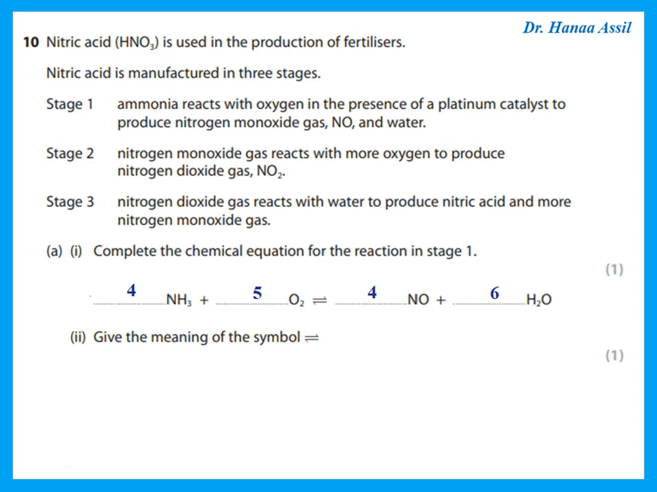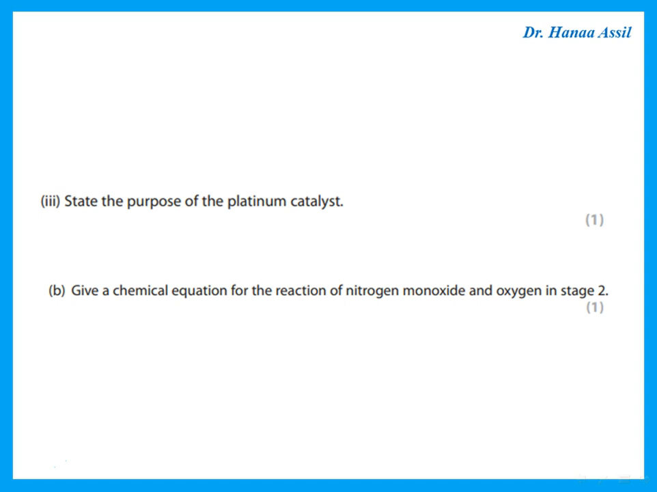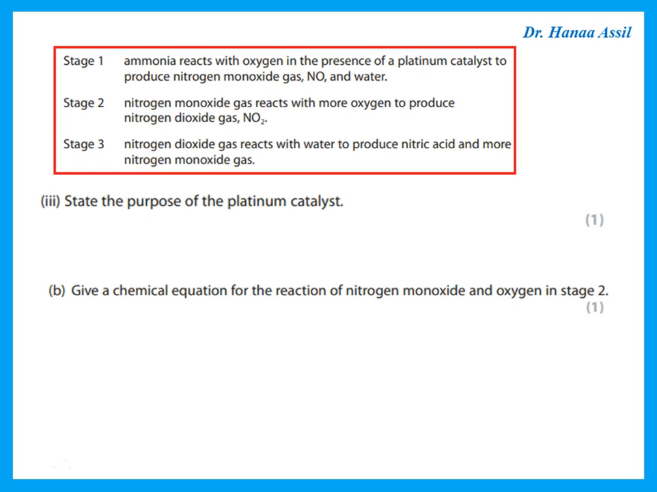Give the meaning of the symbol. Of course, this symbol means that the reaction is reversible. State the purpose of the platinum catalyst. Of course, the platinum catalyst, he says ammonia reacts with oxygen in presence of platinum catalyst. Any catalyst is added to speed up the reaction.